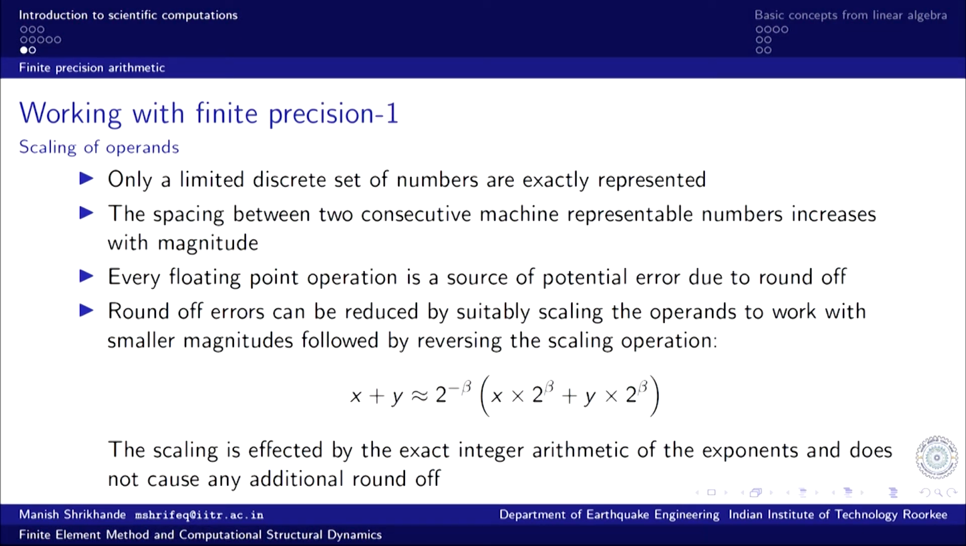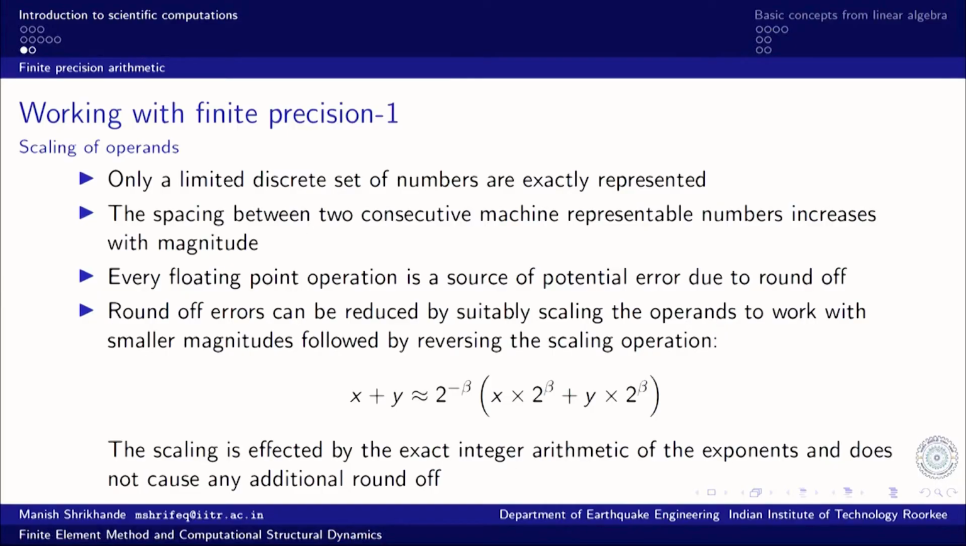The round off errors can be reduced by suitably scaling the operands to work with smaller magnitude. So, I scale the numbers to a smaller magnitude and perform the operations, so that the round off is happening in the range where the density of numbers is very large, the numbers are packed closer together. Then the round off error is very small, and then the results can be reverted back.